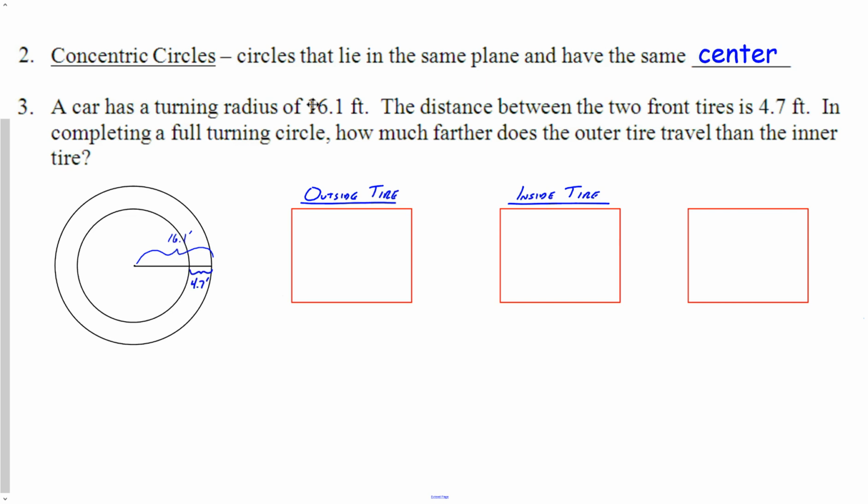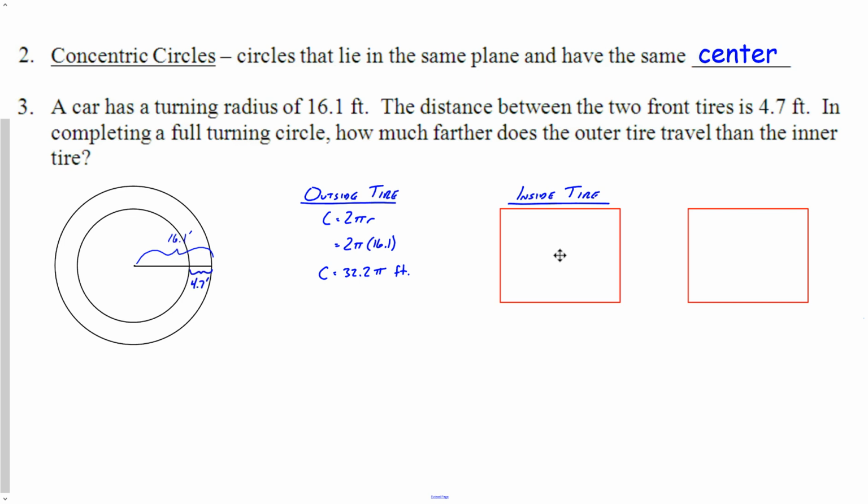Now that turning radius of 16.1 feet, when you talk about turning radius of a car, that is the distance from the center of that circular turn to the outside tire. So that's why I have the larger radius labeled as 16.1 feet, and I also have labeled the distance between the two tires. If we want to find the distance the outside tire travels, we need to realize we're using circumference. In this case, I'm going to start with the circumference equals 2 pi r formula since I'm given the radius. So I plug that in. And I'm going to keep this in terms of pi for right now because I don't want to round until the very end, like we've talked about with other types of problems.